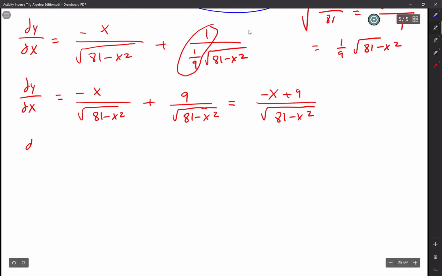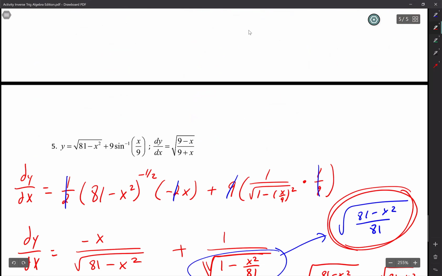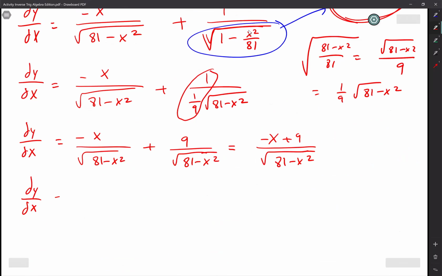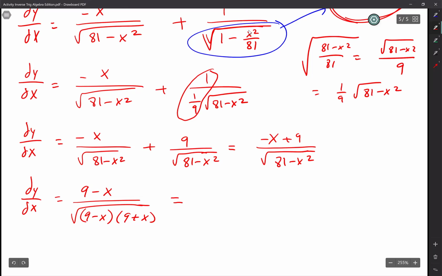So now look what I'm going to do. I'm going to go ahead, since I already see how they have it. They have a 9 minus x. I'm going to rewrite the numerator as 9 minus x instead of negative x plus 9. 9 minus x. The bottom is the difference of squares. That is 9 minus x, 9 plus x. So get up to there, and then we'll talk.